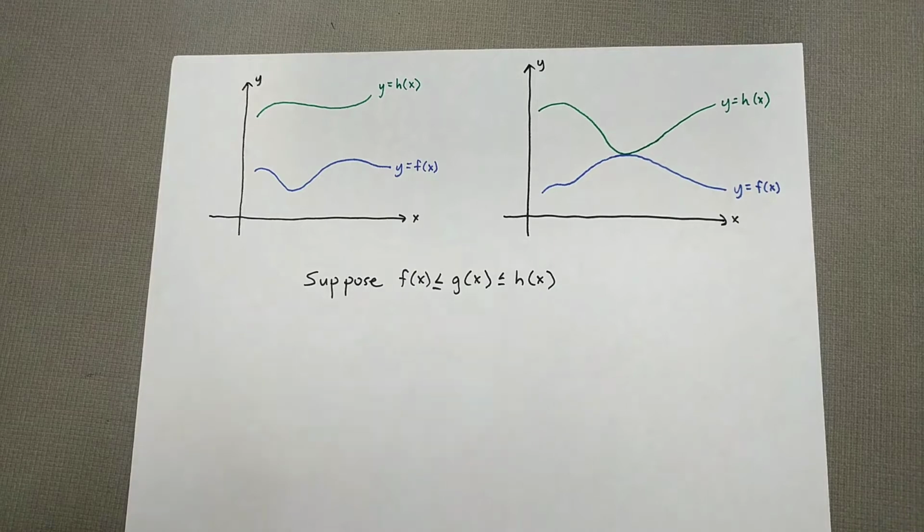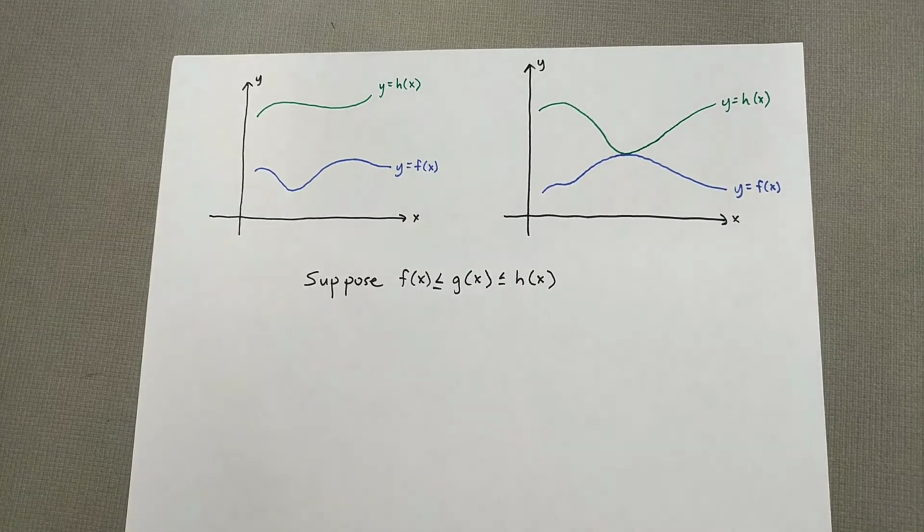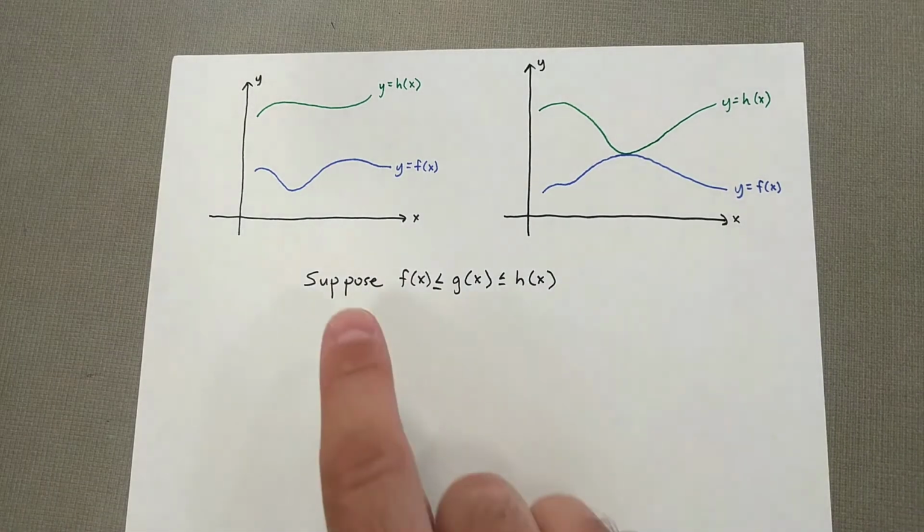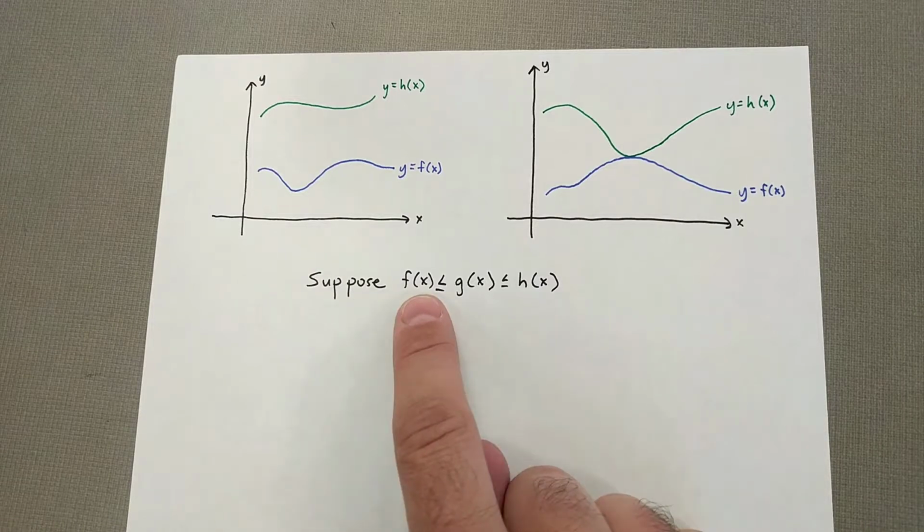So let me talk about what the squeeze theorem says, and then I can let you know what we use it for. The squeeze theorem has a condition. The setup is that you have to have three different functions, and one of the functions is always in between two of the functions. So that's what we have here. So suppose that f is less than or equal to g, which is less than or equal to h.